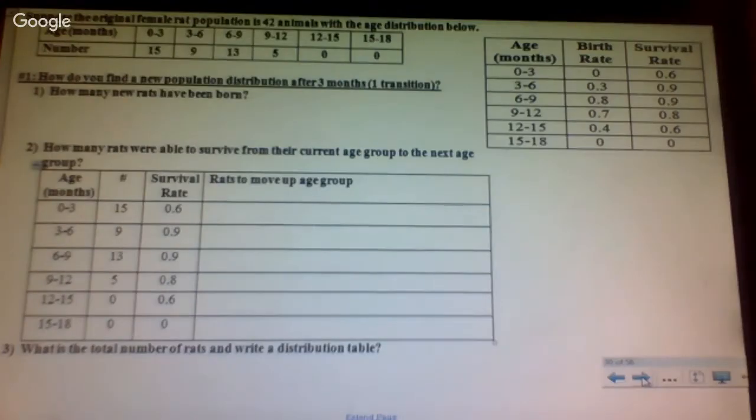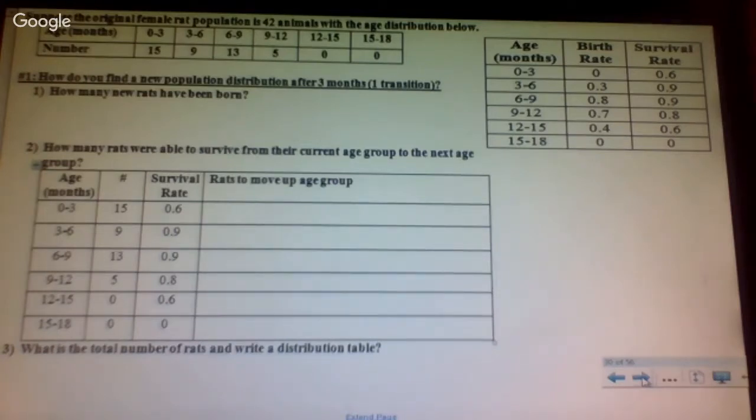population. Right now, we have 15 rats between 0 and 3 months, 9 rats between 3 and 6, 13 rats between 6 and 9, 5 rats between 9 and 12, 0 rats between 12 and 15, and 0 rats between 15 and 18. Okay. Question number 1 says, how do you find a new population distribution after 3 months, which is 1 transition?